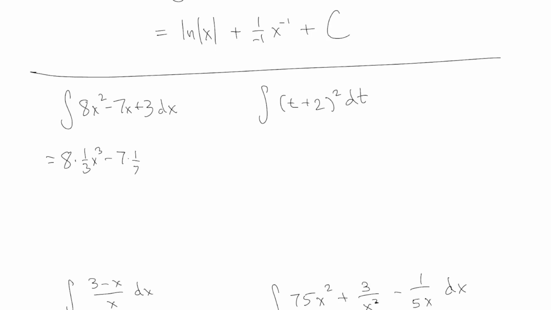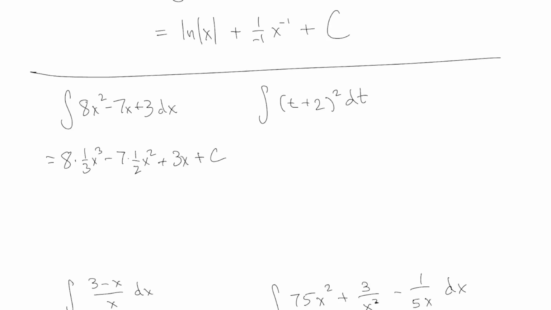7, and then 1/2 x squared, and then the 3, remember, just a constant by itself becomes that same constant times x. So it's like that, and then of course you've got to put the plus c at the end. All right, I think pretty much everybody got that one just fine.